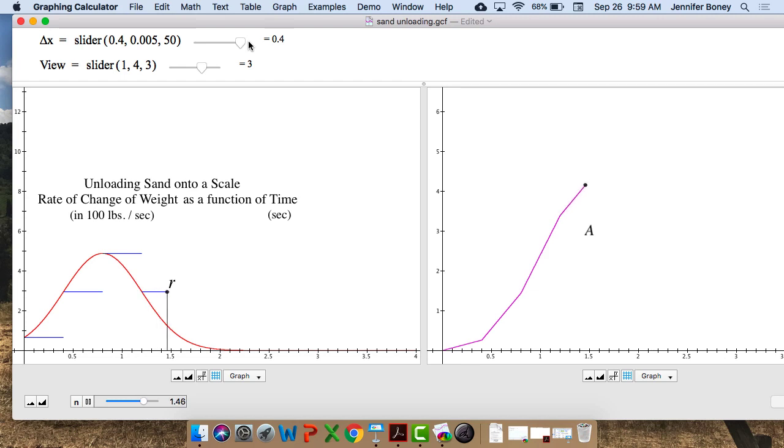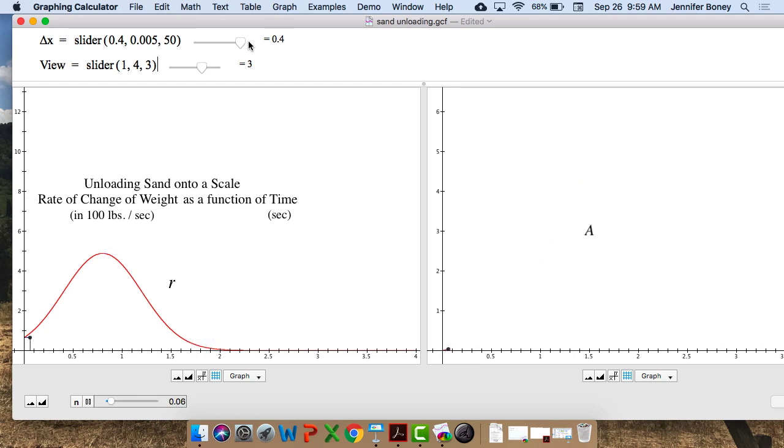Yeah, it's the rate of change. So make sure when you're thinking about this, it's going to have rate sorts of units. What are the units on the dependent quantity of the rate graph? Hundreds of pounds per second. So if I wanted to define what that dependent quantity is, it's the rate of change of the amount of sand as it goes onto the scale, measured in hundreds of pounds per second.